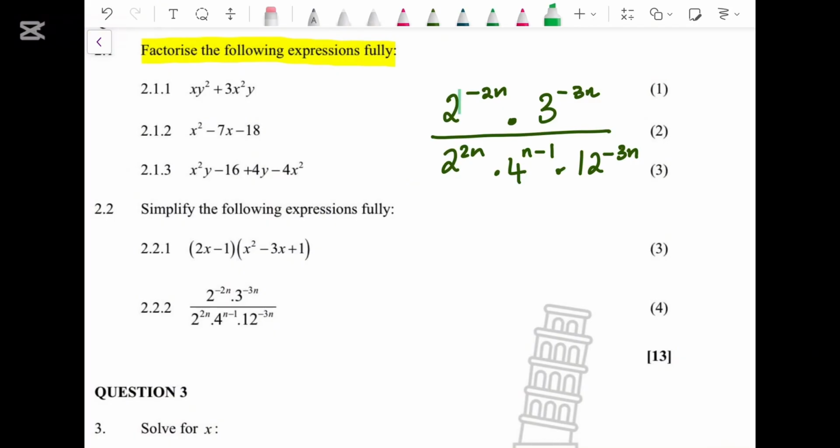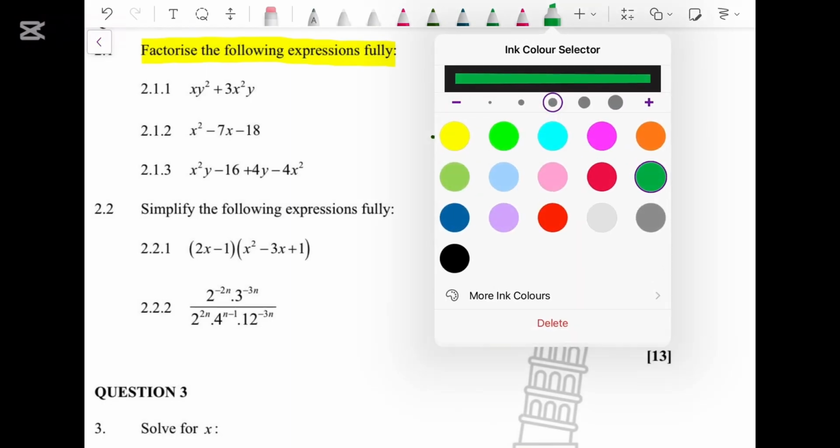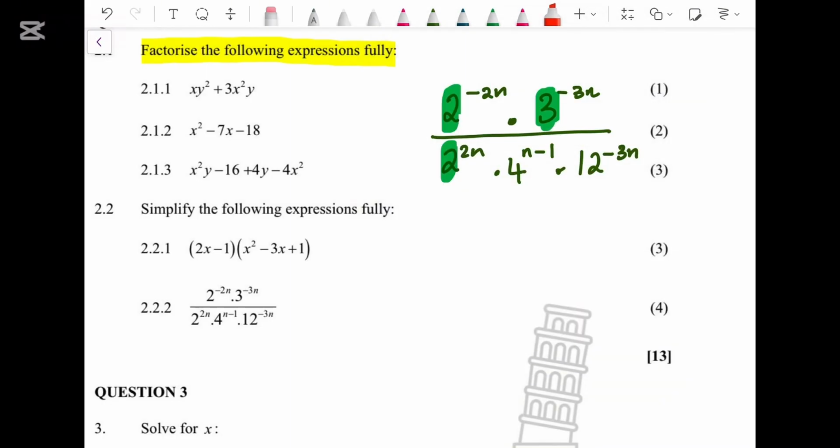Now, we can see that 2 is already a prime number. 3 is already a prime number. 2 is also a prime number. But now with this 4, we need to change it. 4 is not a prime number. 12 is not a prime number. So we need to change these numbers first so that all the bases are written as the products of their prime factors.